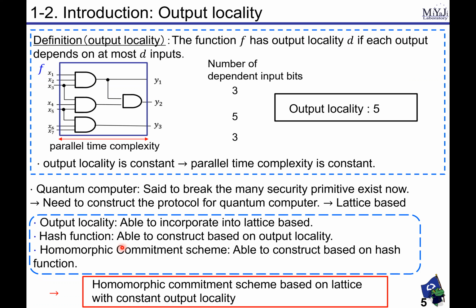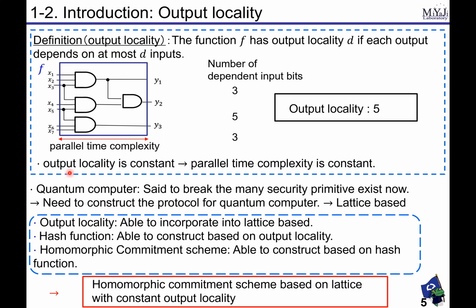Next, we talk about upper locality. So what is upper locality? The definition is: a function f has upper locality d if each output depends on at most d inputs. Let's see an example. This function f has 7 input bits and 3 output bits. y1 depends on 3 input bits, y2 depends on 5 input bits, and y3 depends on 3 input bits. So in this function, its upper locality is 5, since the maximum number of inputs among y1 to y3 is 5.